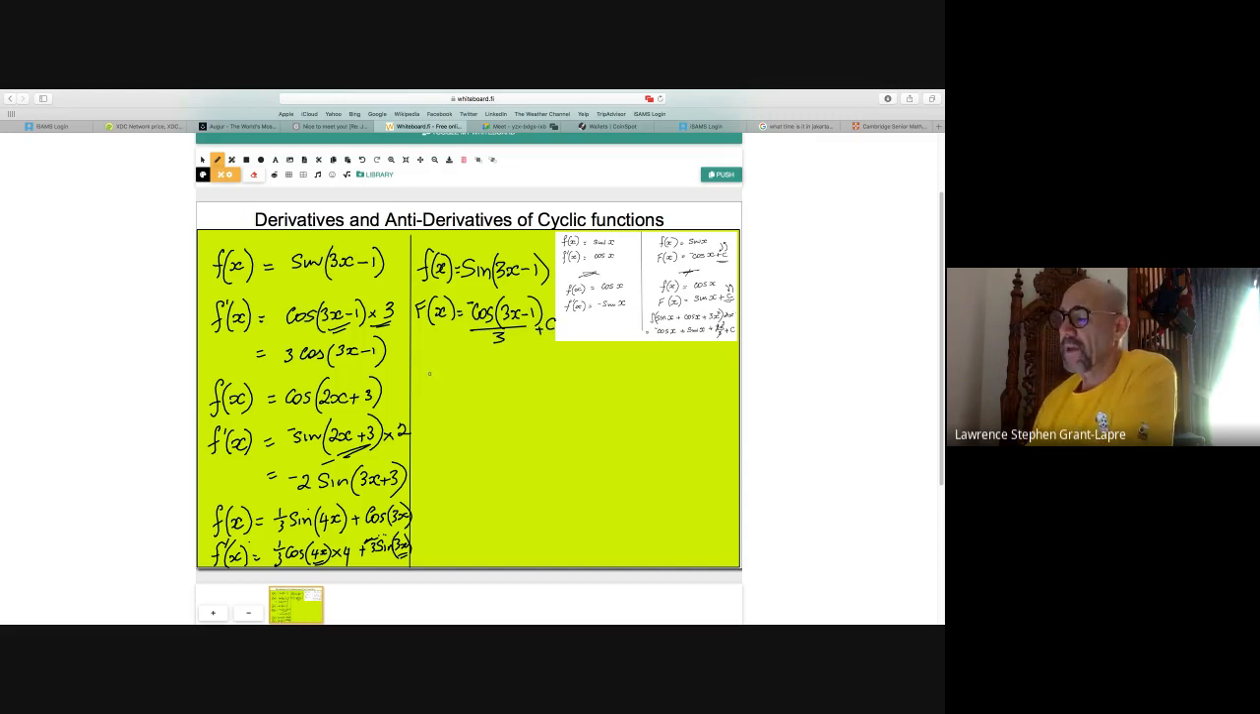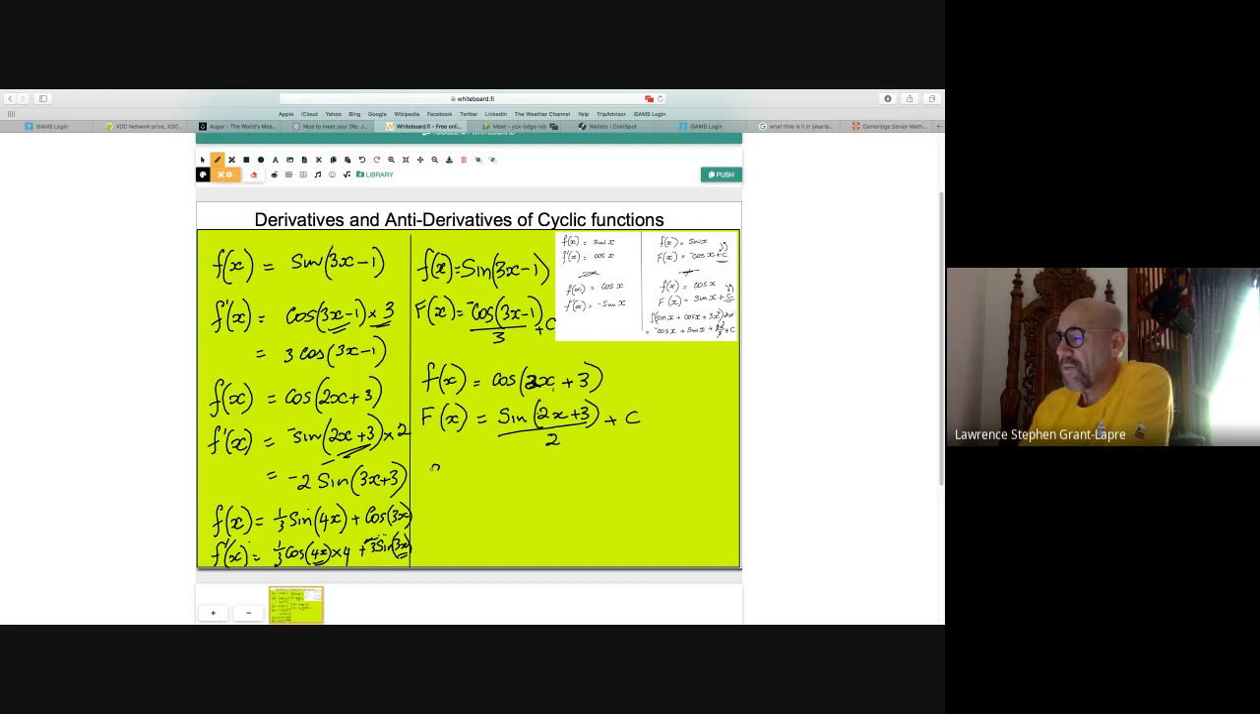All right, let's have a look at another function, cos of 2x plus 3, and we want the antiderivative. So the primitive of this is positive sine 2x plus 3. And then we divide by the derivative of that bracket, which is 2. And we put plus c, and that is the antiderivative.